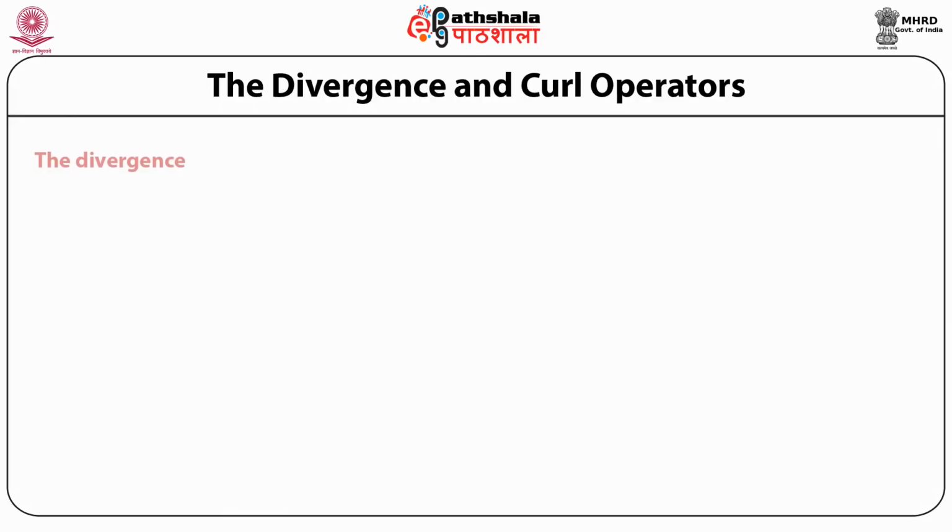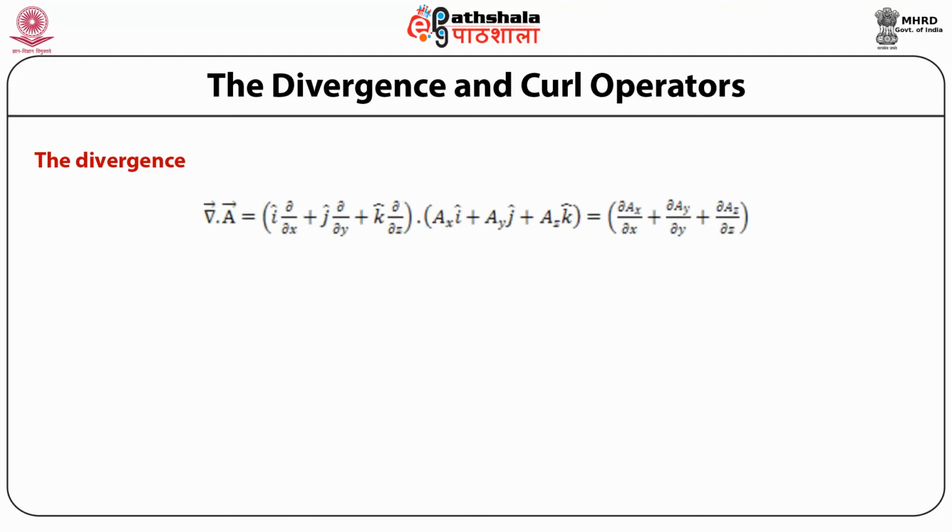The divergence. In the Cartesian coordinate system, the divergence of a vector takes the form del dot A is equal to (i cap del by del x plus j cap del by del y plus k cap del by del z) dot product with (Ax i cap plus Ay j cap plus Az k cap), which is equal to del Ax by del x plus del Ay by del y plus del Az by del z. Like the dot product, the divergence of a vector is a scalar quantity.